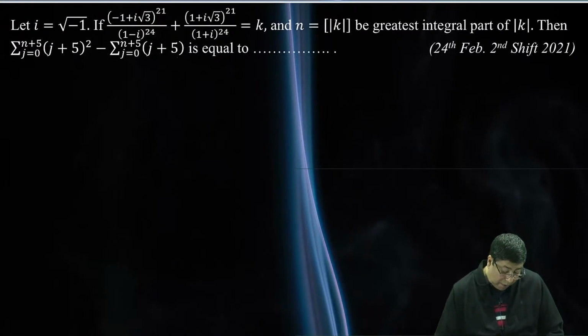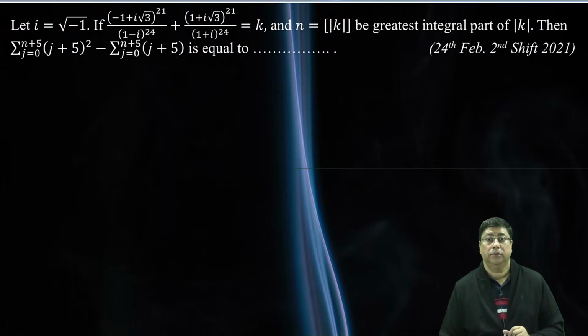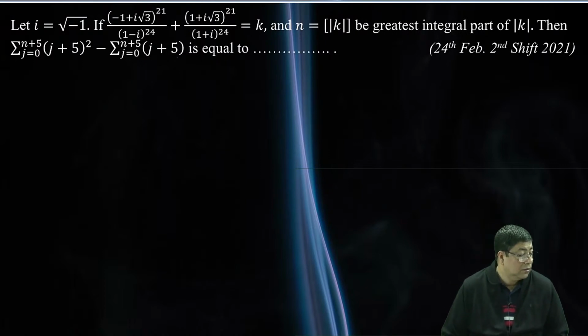The values which are given, we have to get into some omega part. In omega or in i, it will be easier for us, because the denominators given are (1 minus i) whole to the power 24 and (1 plus i) whole to the power 24. Solve the sum and write the answer.